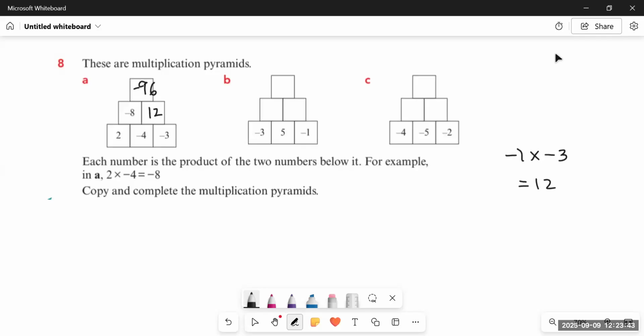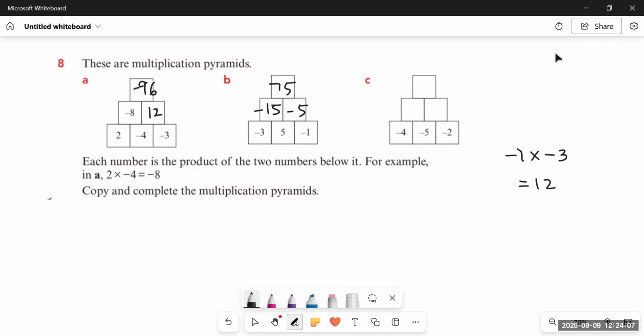That's all. Similarly, let's take 3 and 5. When we multiply 3 with 5, we will get 15, minus plus minus, the answer would be minus 15. And when we'll multiply 5 with minus 1, it would be minus 5. And now when we will multiply minus 15 with 5, the answer would be positive 75.